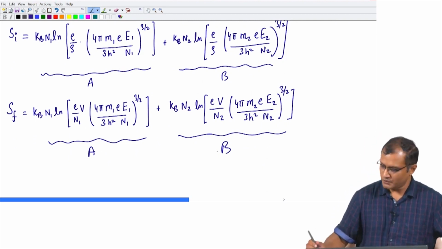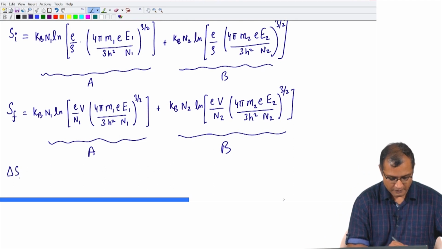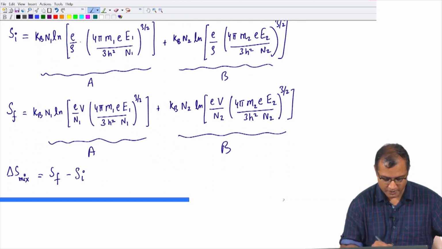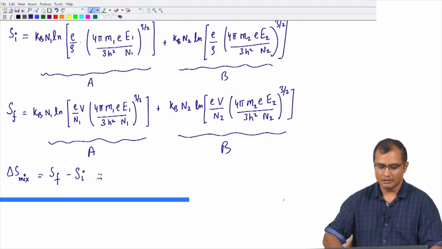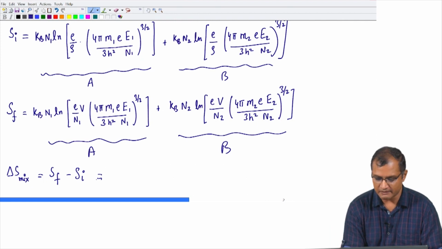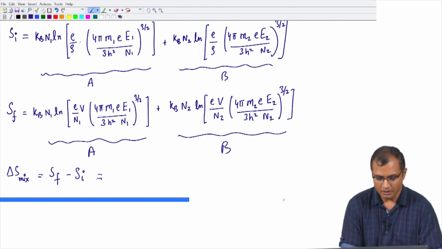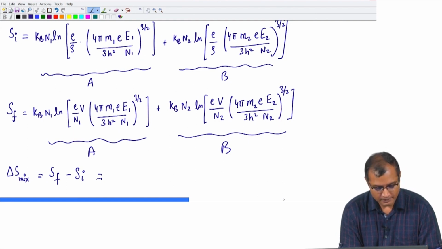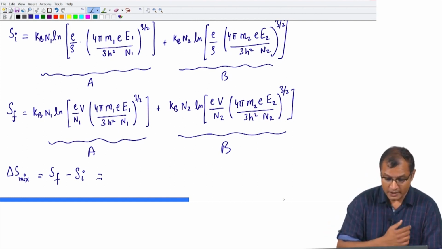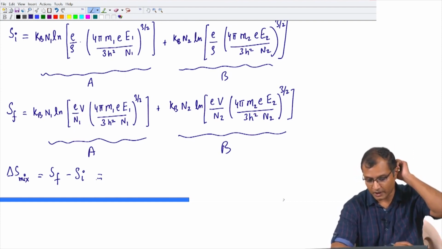Okay. So, to compute the difference, the entropy of mixing, I have to subtract the final entropy minus the initial entropy. Fine. So, you can clearly see there are a couple of terms that I can straight away cancel. I can straight away cancel the log E and log E raised to 3 by 2 terms, because both have the prefactor KB and 1.